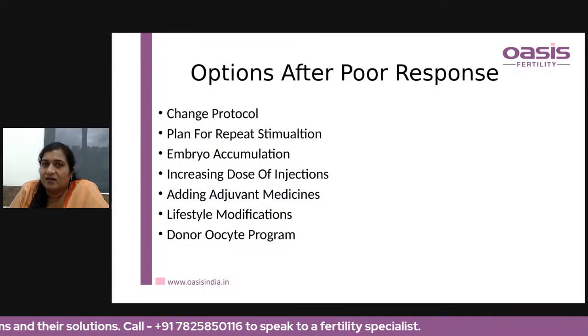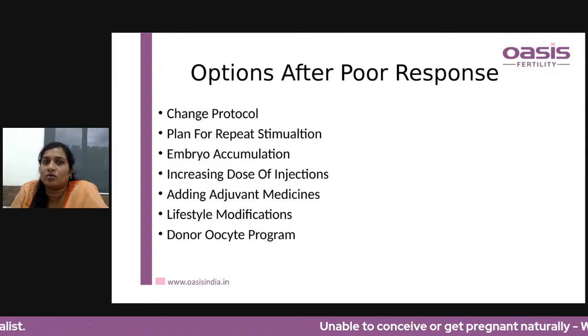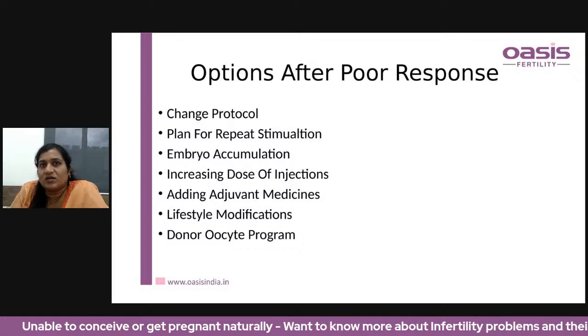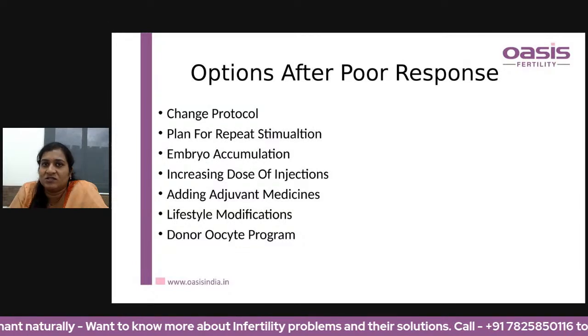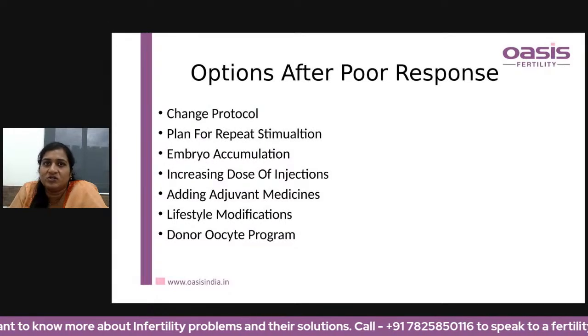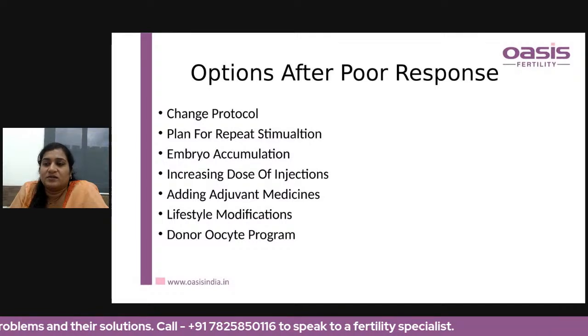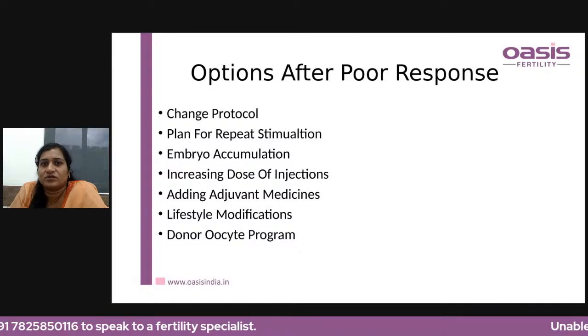This can get a little expensive, so it is a challenge in lower socioeconomic groups, but it is the way to go. We plan for a repeat stimulation with a different protocol, which might give better results for her. We try to increase the dose of injections because we have various types of new injections in the market, and we try to change the dose and alter the composition of the injections also. Then we add adjuvant medicines also, like some hormones and some steroids.